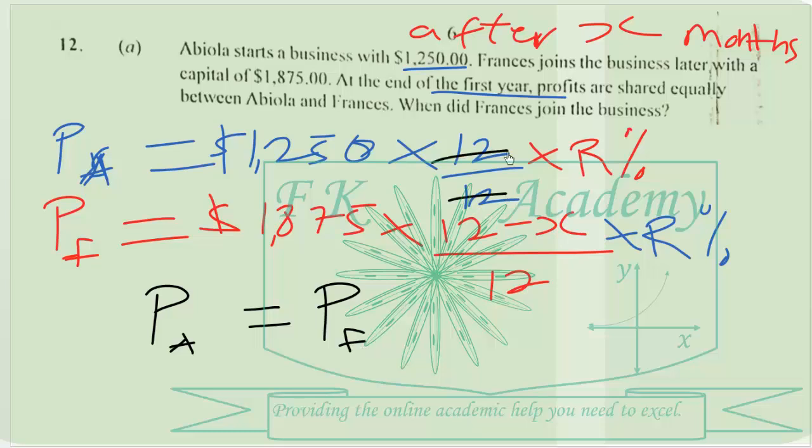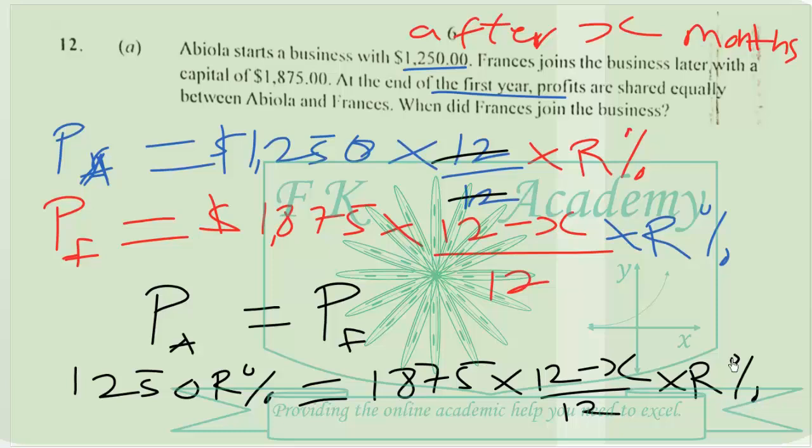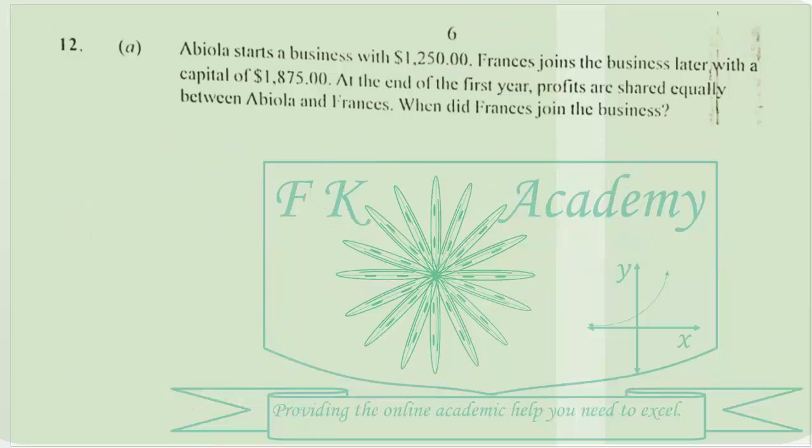So this and this will cancel out, so we have 1. Then we have 1,250 R percent will be equal to 1,875 times 12 minus X over 12 times R percent. So when we divide through by R percent, the R percent will move away. Then we can now cross multiply.